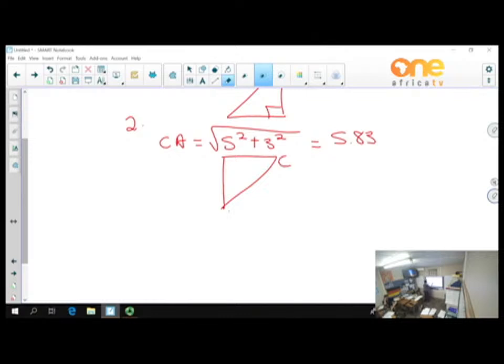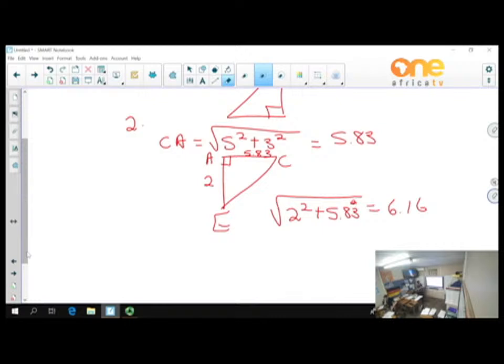So CE, but my 90 degrees is at A. Can you see? So I have AC now, which is 5.83. You must just use unrounded information there, Leo. And then we know that AE is also 2 centimeters. 2 squared plus 5.83. Yeah, but we should go for 3 significant figures. No, they didn't say anything there. 5.16.